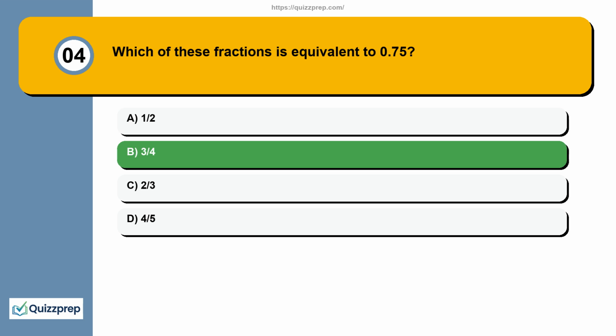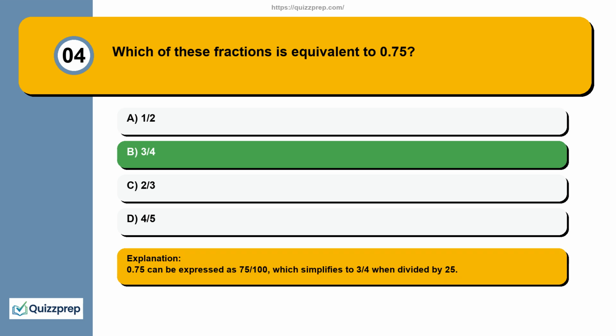The correct answer is option B. 3/4. Explanation. 0.75 can be expressed as 75/100, which simplifies to 3/4 when divided by 25.